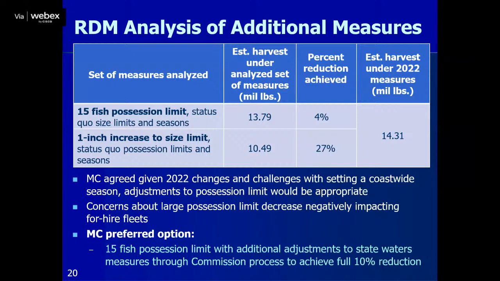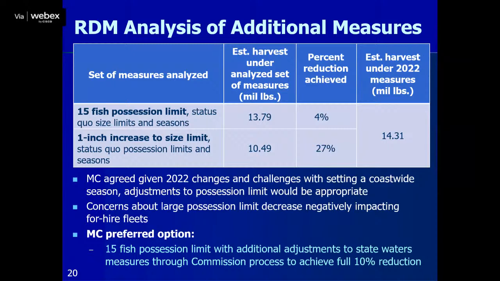The second set of measures analyzed was a 1-inch increase to the size limit in all states with status quo possession and seasons. The second set of measures resulted in a greater decrease in harvest at about 10.49 million pounds, representing about a 27% reduction in harvest. The monitoring committee agreed that because changes to the size limit were implemented throughout 2022, changes to the possession limit might be most appropriate at this time. Some monitoring committee members expressed interest in modifying the season, but after some discussion, the group agreed changes to the season might be most appropriate at the regional or state level.